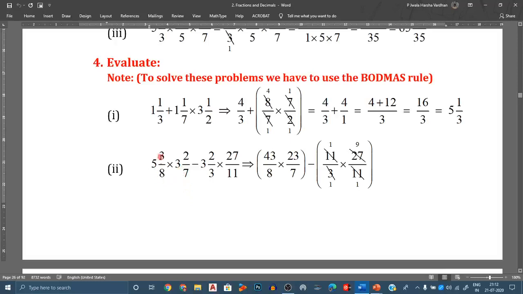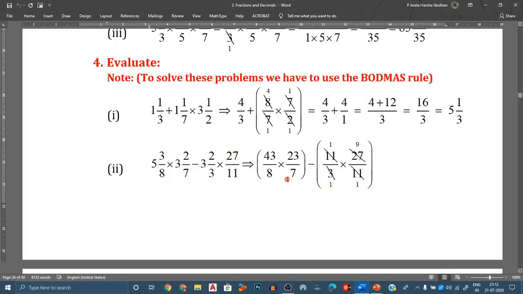Okay, next. It is given 5 3 by 8 into 3 2 by 7 minus 3 2 by 3 into 27 by 11. Some mixed fractions are given, so first you have to convert them into improper fractions: 8 5s are 40 plus 3, 43 by 8, into next 7 3s are 21 plus 2, 23 by 7, minus next 3 3s are 9 plus 2, 11 by 3 into 27 by 11.